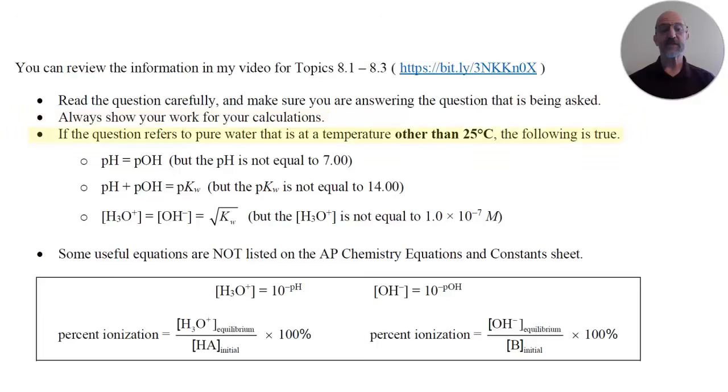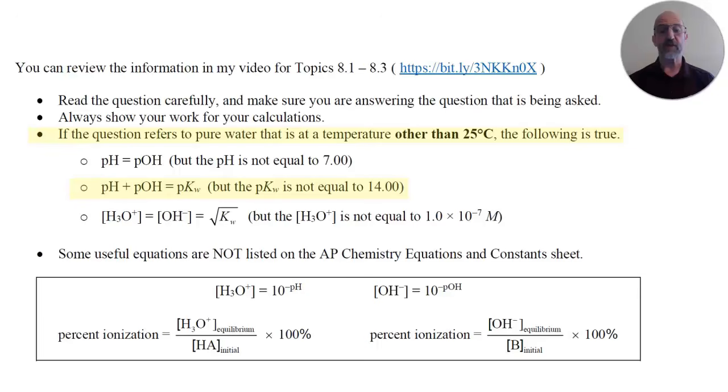Now, with respect to topic 8.1, if you have a question that refers to pure water, but you're at a temperature other than 25 degrees Celsius, the following is true. The pH is equal to the pOH for a sample of pure water, but that value will not equal 7. The sum of the pH plus the pOH is equal to the pKw. Again, for pure water, pH equals pOH, but that pKw will not equal 14 if you're at a temperature other than 25 degrees Celsius.